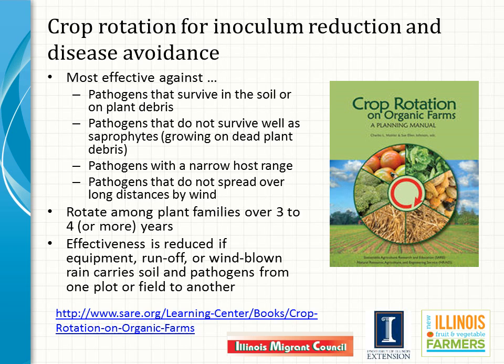Effectiveness of rotations is reduced if equipment or runoff or wind-blown rain carries soil and pathogens from one plot or field to another. An excellent reference on crop rotation, and in fact specific rotations for specific disease management goals, is Crop Rotation for Organic Farms. This publication is available for purchase, but it's also available for free download from the SARE Learning Center, and the link for that site is on this slide.